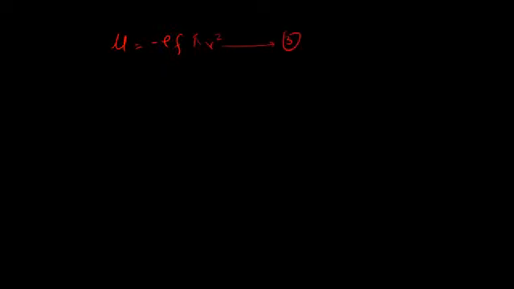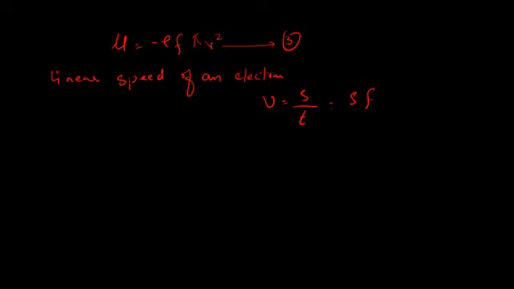Now we will consider the linear speed of the electron. We know the formula for speed is V equals S over T, and 1 over T is equal to F, so V is equal to S F, where S is the distance. Here the distance is the circumference of the current loop, which is 2 pi r. So V will be equal to 2 pi r F.